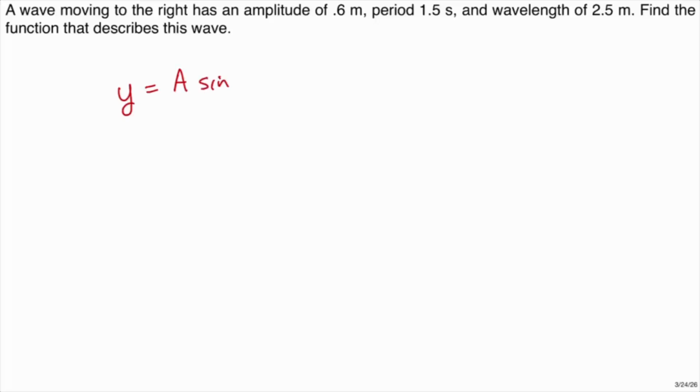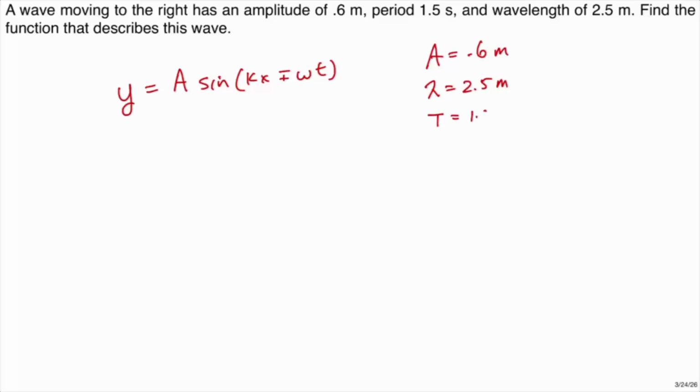Amplitude, sine or cosine, kx minus plus omega t, and we need to fill in the blanks. Do we know what the amplitude is? 0.6 meters. Do we know what the wave number is? 2.5? Nope. It says the wavelength is 2.5. So lambda is 2.5. Let's identify the other things we have. So we have 2.5, we got the 0.6. The other number we have is period. Uh-oh. Capital T.